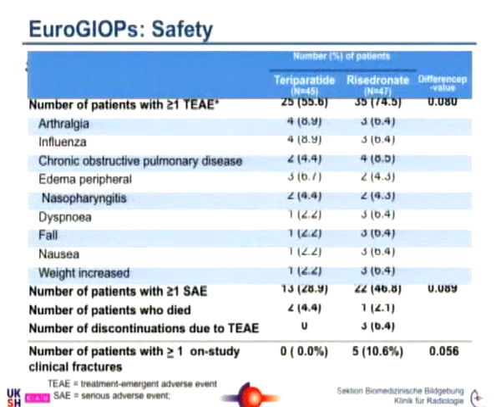Then on the safety side, nothing major was seen here. Sorry, I apologize, the numbers are a little obscured here. But the main aspect, perhaps, of this was that there were a few patients with fractures, and all of them were in the risedronate group. These were 5 patients with, I think, a total of 11 fractures.